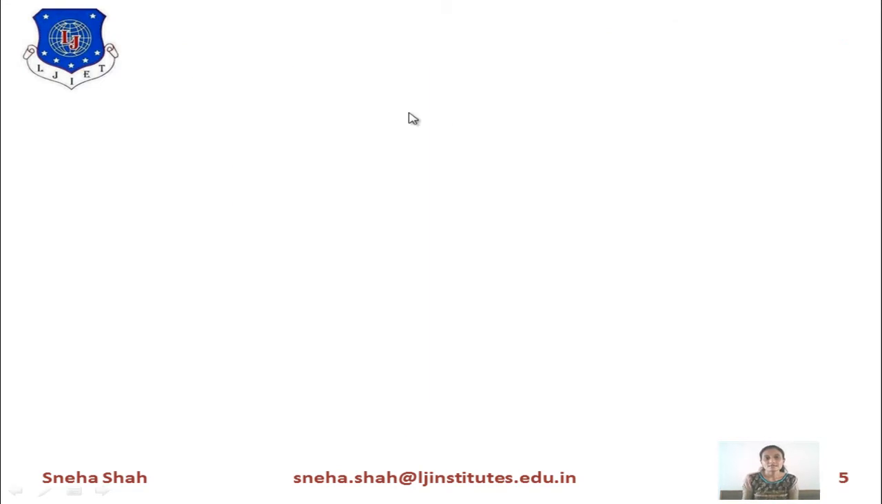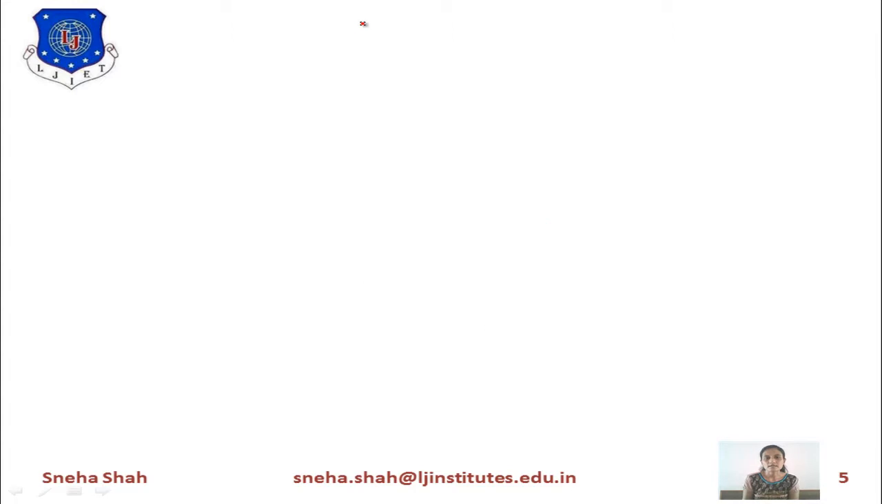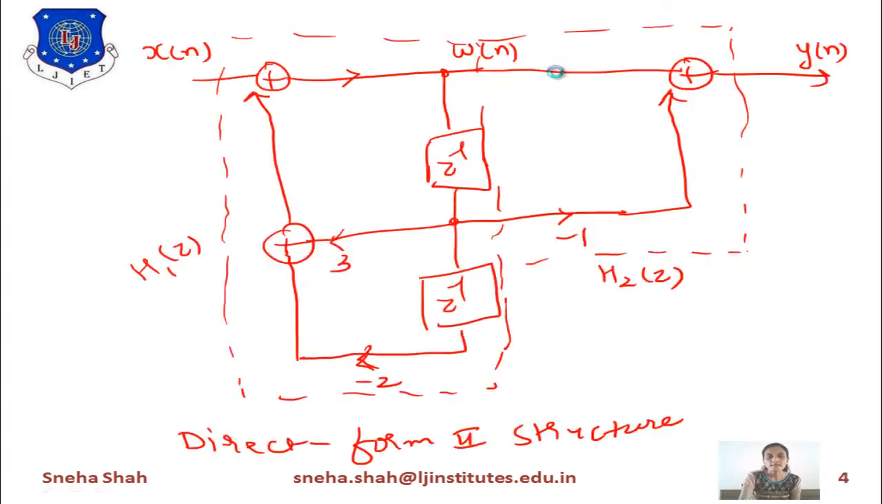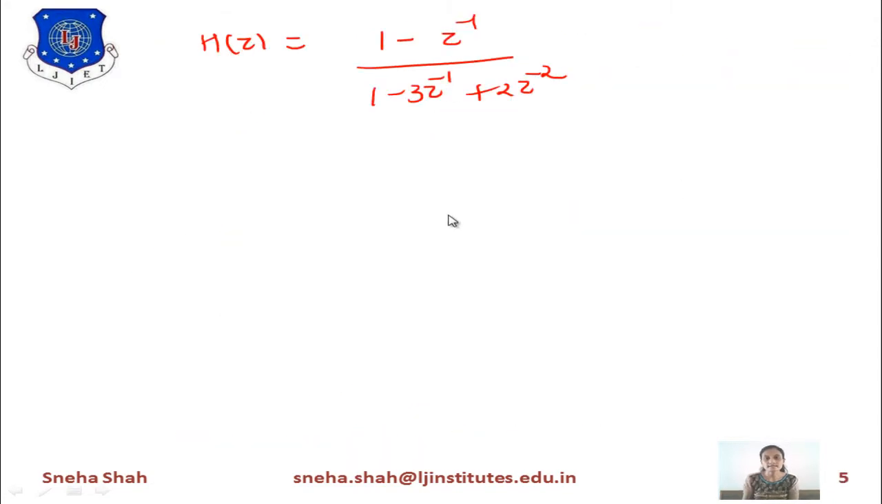Now the next forms of structure are the cascade form and parallel form structure. The cascade form and parallel form structure can be drawn by using the direct form 2 structure directly. In this, first of all I will start from the response H of z equals 1 minus z inverse upon 1 minus 3z inverse plus 2z raised to minus 2. This equation we had already written over here, right? So I have taken this equation as it is.